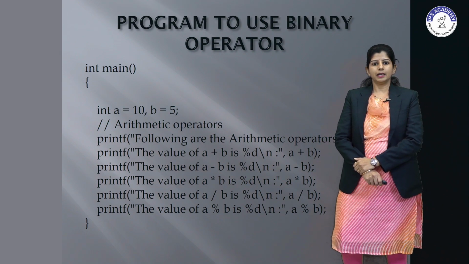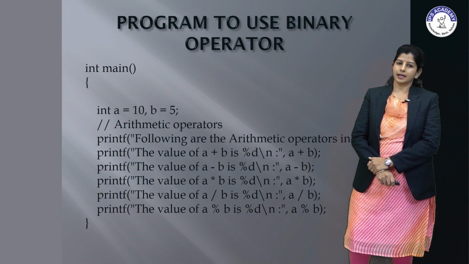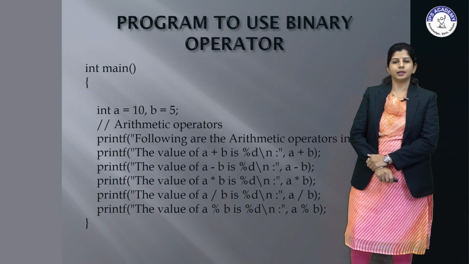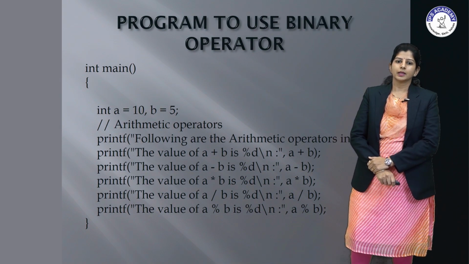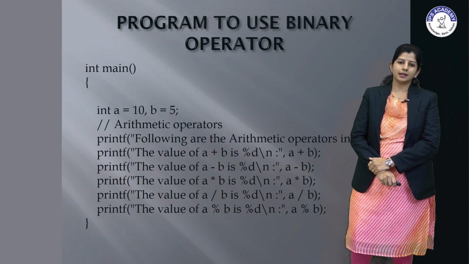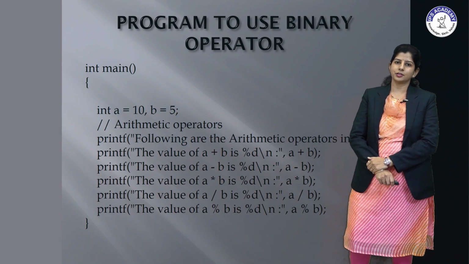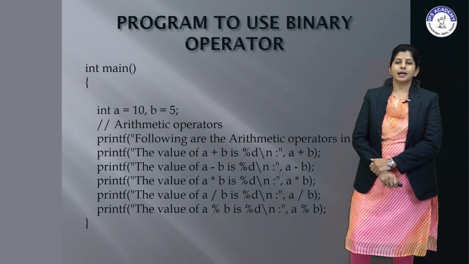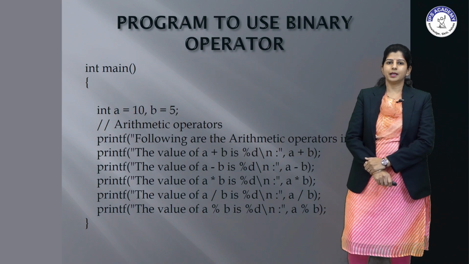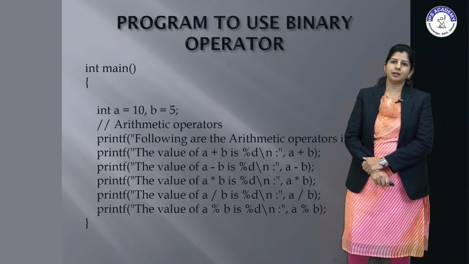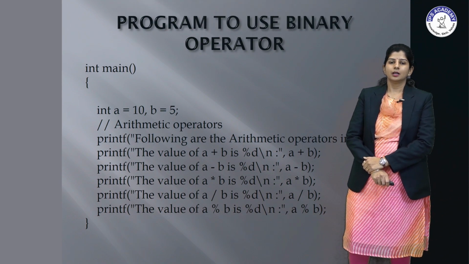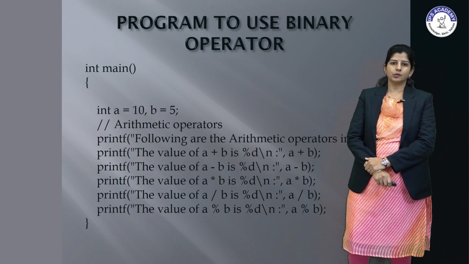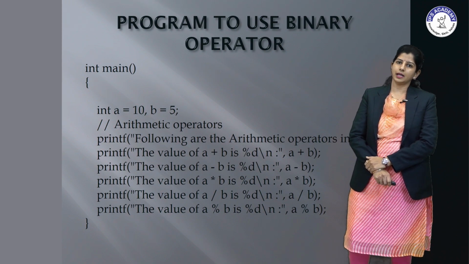Next line, the value of A minus B, again %d, the format specifier for integer. \n is used in every line, and \n, as we know, is used for a new line. A and B are again the operands and minus is the subtraction operator which I use to subtract the value of B from A.